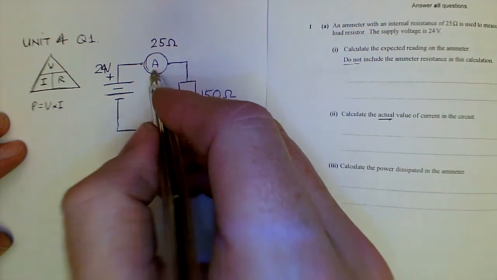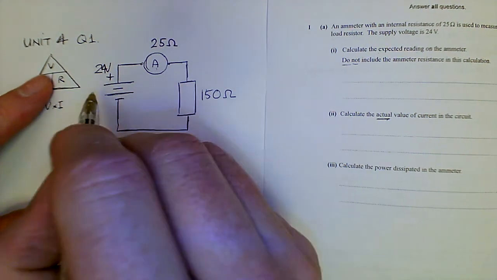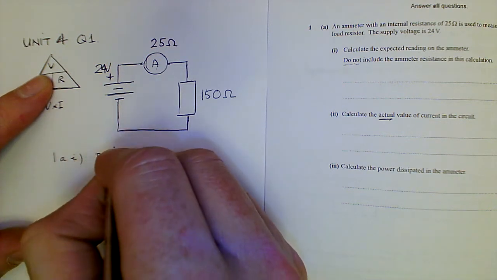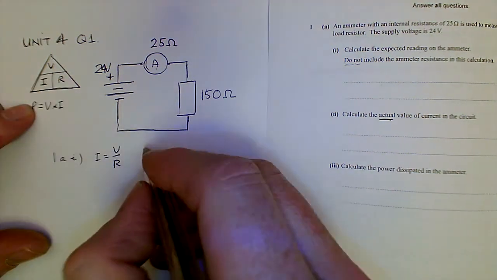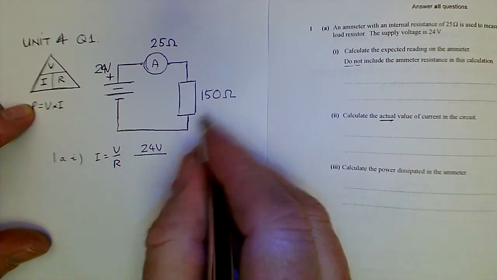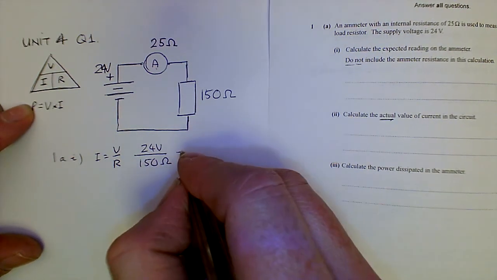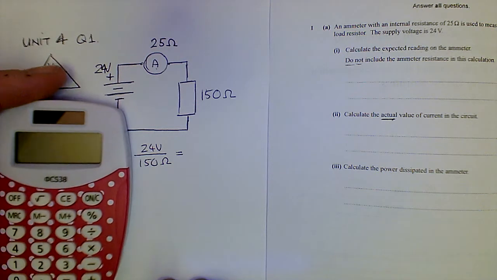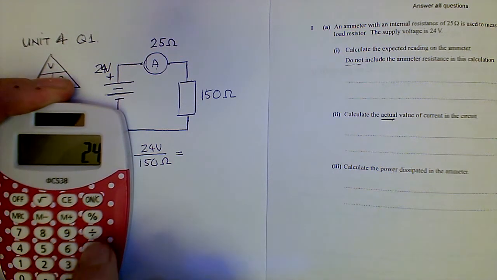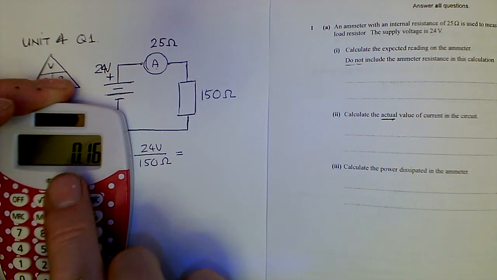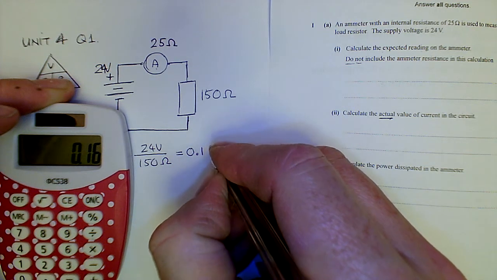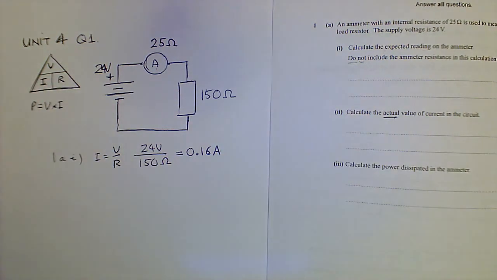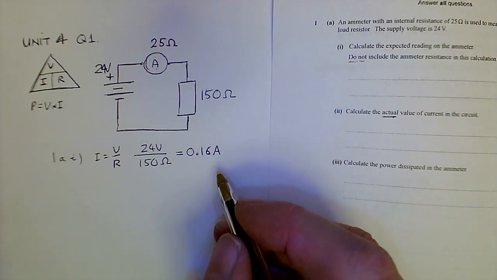Calculate the expected reading on the ammeter. That's current, that's I, so I'll cover that. So question 1a, part 1, I equals V divided by R. As they're saying, it's 24 volts divided by 150 ohms. 24 divided by 150 equals 0.16 amps. Capital A, because it's a unit in the SI system, and it's also the scientist's name, ampere.